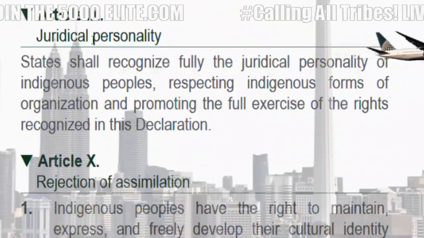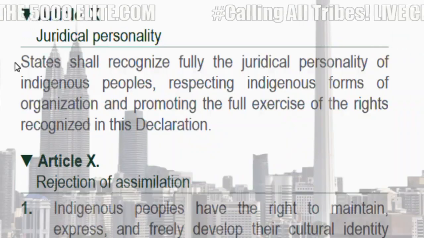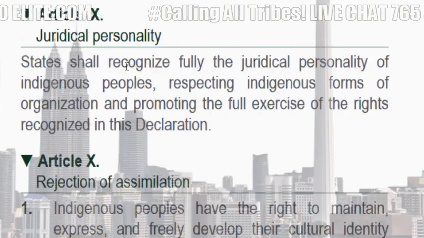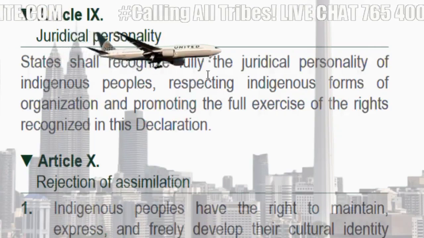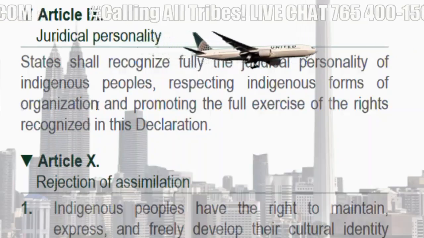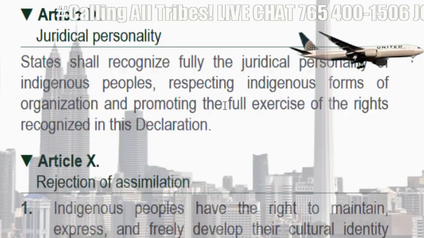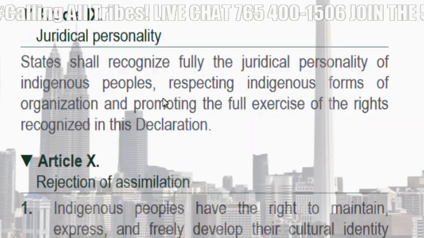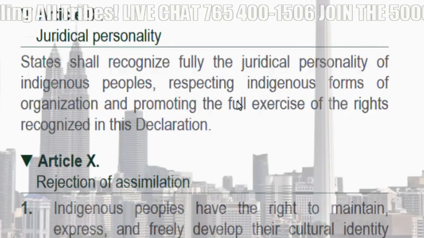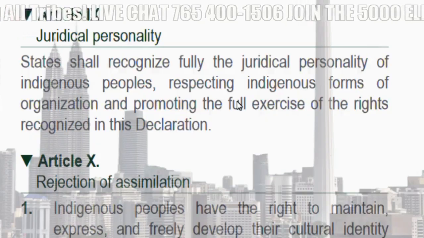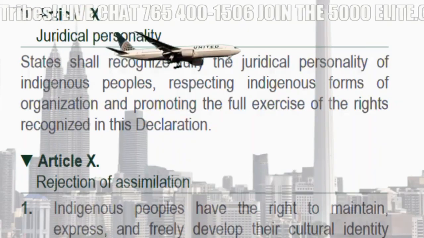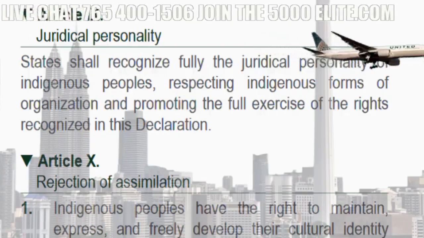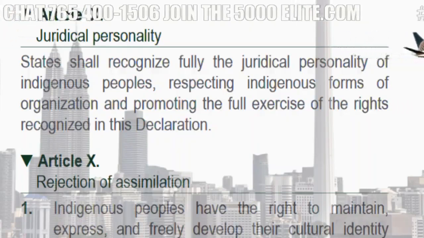Which brings us to our right to our own judicial personality. And as you see, the states have to recognize fully the judicial personality of our people, respecting our forms of organization, and promoting the full exercise of the rights recognized in this declaration. So as you're seeing, here are some of the vetting processes for these people who claim to be tribes. They have to come to the table with their structure, because you can't have all of this stuff if you ain't got a structure. Can you dig it?